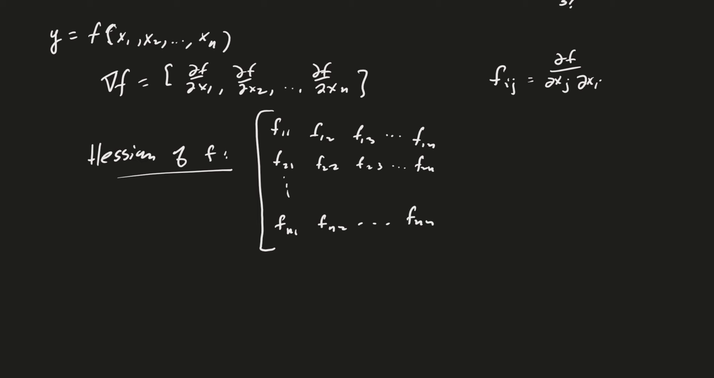Okay, and so that matrix is how big? This is n by n, right? I'm going to denote this, by the way, as Hf. And it'll always say somewhere, this is the Hessian.